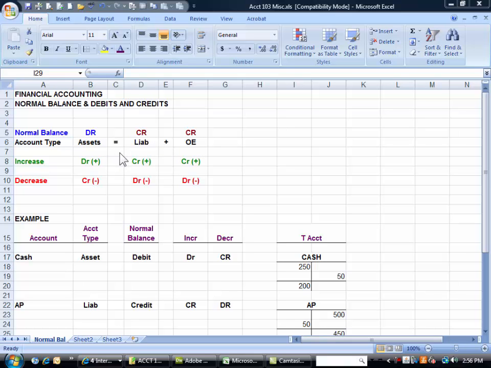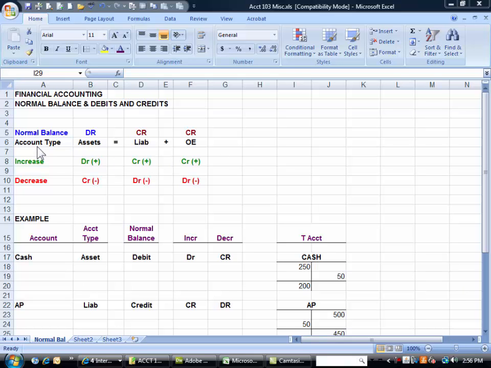So think of a seesaw with children on it. If one weighs more than the other, it's going to swing up or swing down. So you want your accounting equation to be equal. All of your debits have to equal your credits. So that takes care of the accounting equation.